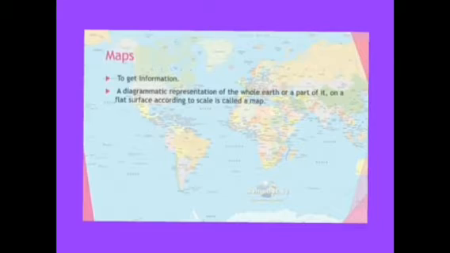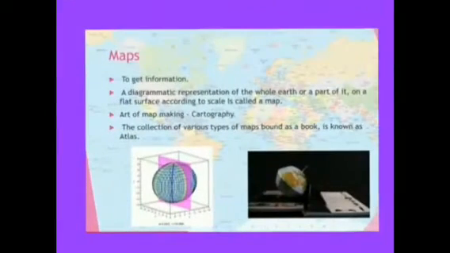A diagrammatic representation of the whole earth or a part of it on a flat surface according to the scale is called a map. The science and art of map making is known as cartography. The collection of various types of maps bound as a book is known as an atlas.